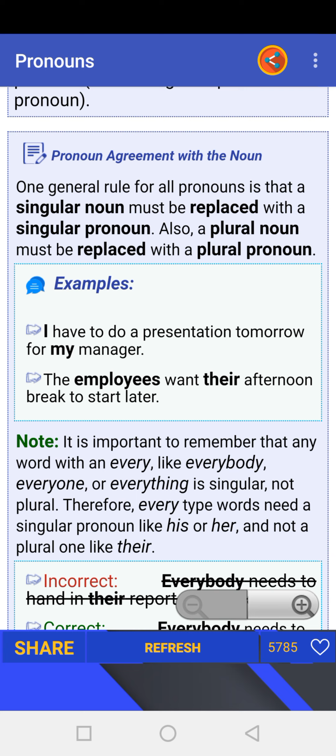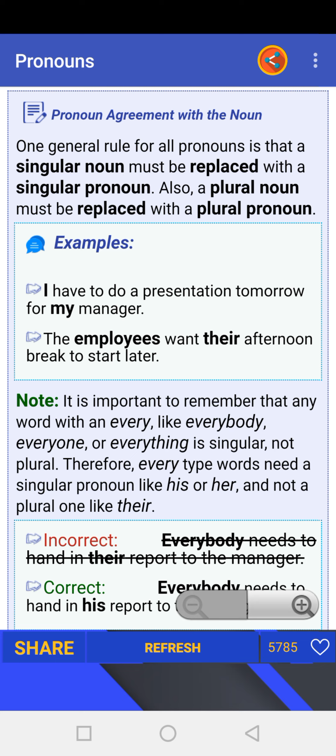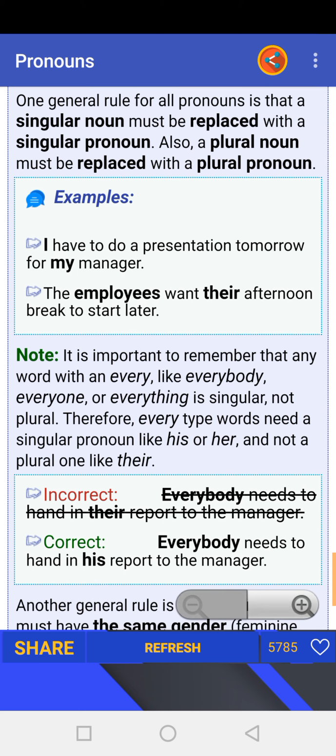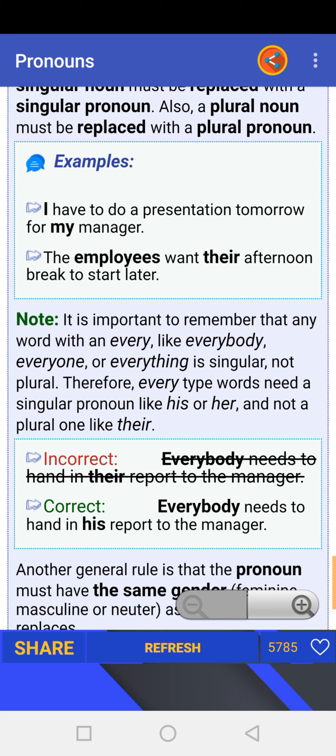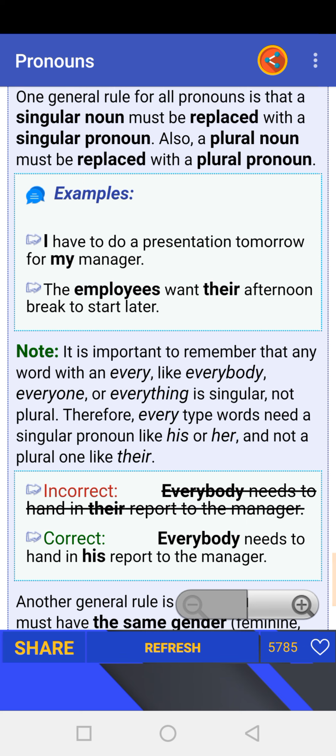Pronoun agreement with the noun. One general rule for all pronouns is that a singular noun must be replaced with a singular pronoun. Also, a plural noun must be replaced with a plural pronoun. For example, I is a singular subject pronoun. I have to do a presentation tomorrow for my manager. So my should be singular, an object personal pronoun in singular, both in singular. The same for plural: the employees want their afternoon break to start later.